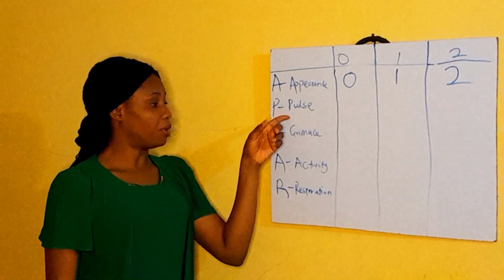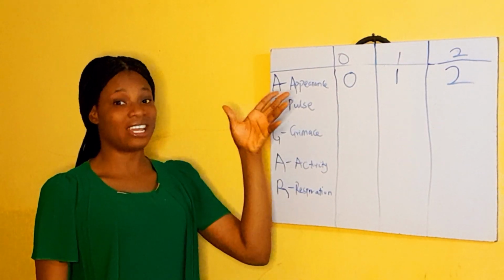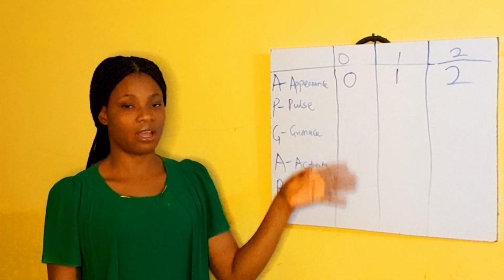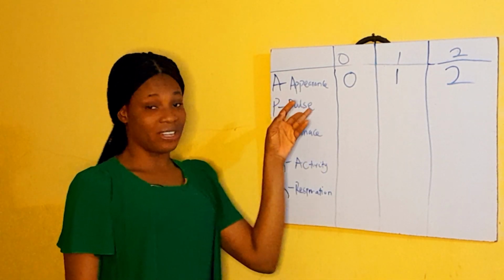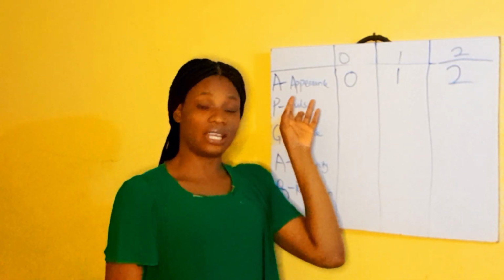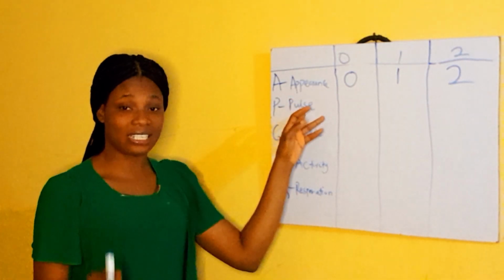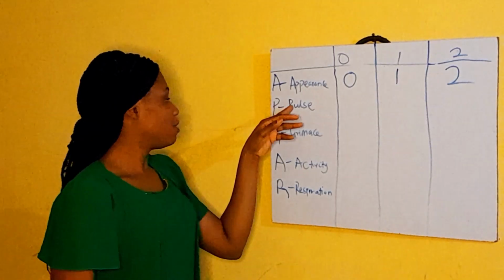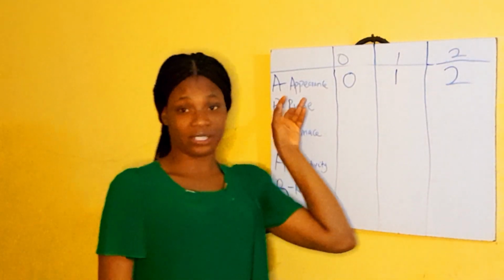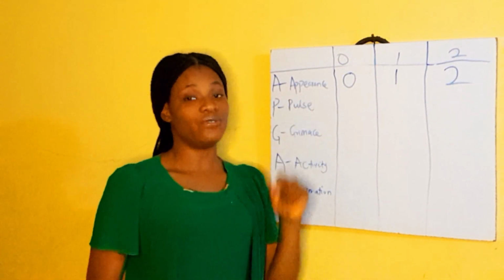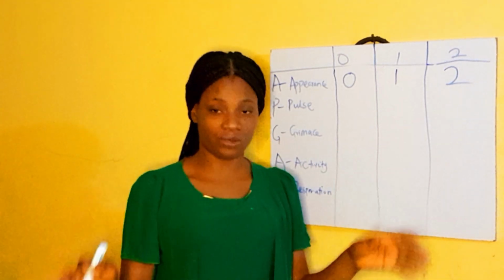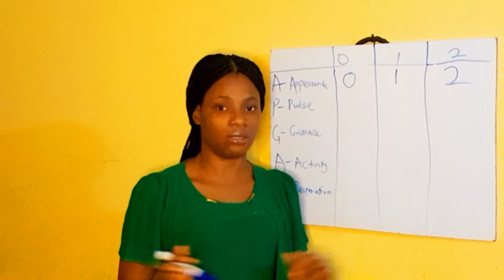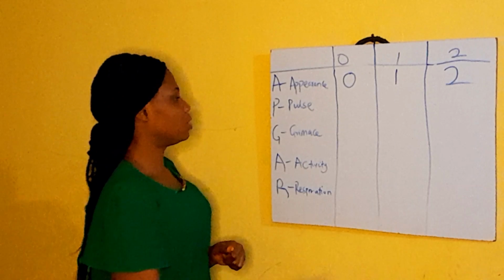And the pulse has to do with the heart rate of the child. The heart rate is counted with a stethoscope by placing the stethoscope at the chest of the child. So if you count the heart rate of the child and you discover there is no pulsation, no heart rate at all, you score the child 0.